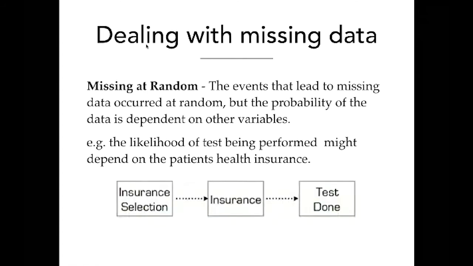So data can be missing at random, and this means that the events that lead to the missing data occurred at random, but the probability of the data being missing is dependent on other variables. An example of this might be that the likelihood of a certain medical test being performed might be dependent on the patient's health insurance. Years ago, they selected some insurance from an insurance marketplace, not knowing that they would get sick, and then the doctor prescribed this test, and if their insurance covers it, they'll get the test, and if their insurance doesn't cover it, they won't get the test. So this would mean that the data is missing at random.